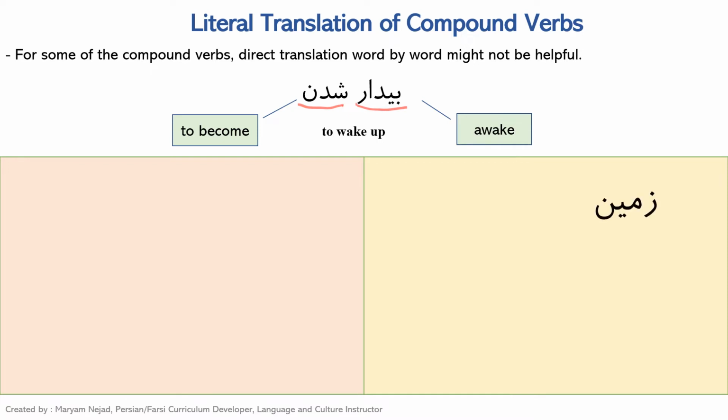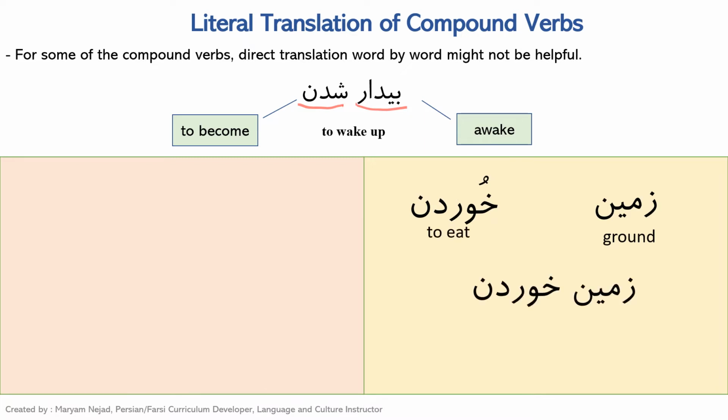For example, here we have زمین, which means ground, and then خوردن, it means to eat. So the meaning of this verb doesn't mean to eat the ground, but it means to sleep, to fall. So in this case, translating word by word might not be very helpful.